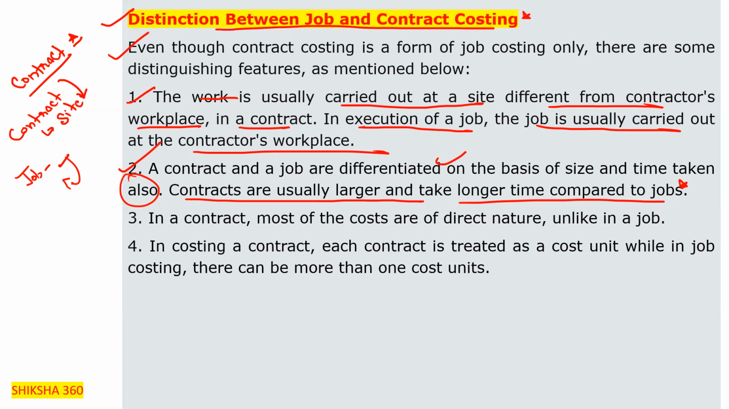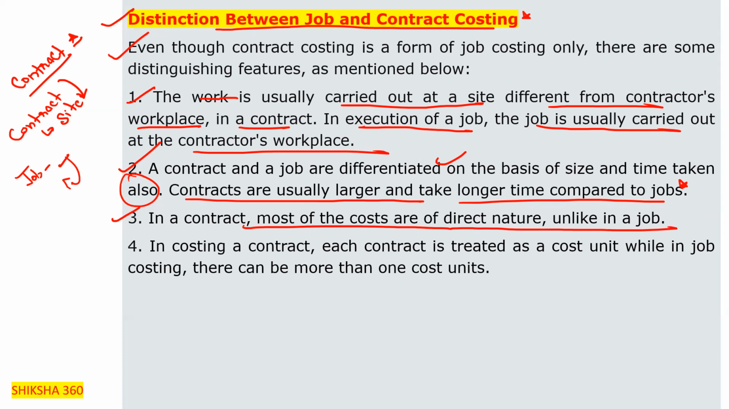Third one, in a contract, most of the costs are of a direct nature, unlike in a job.